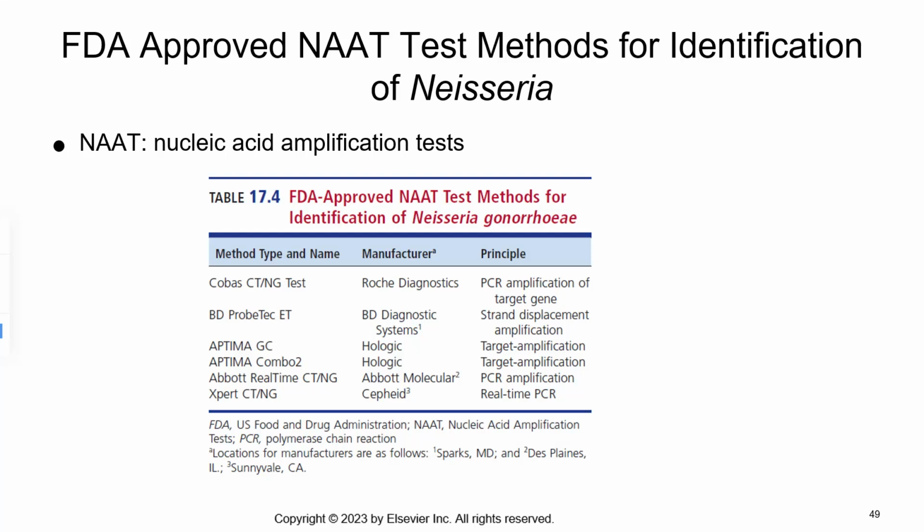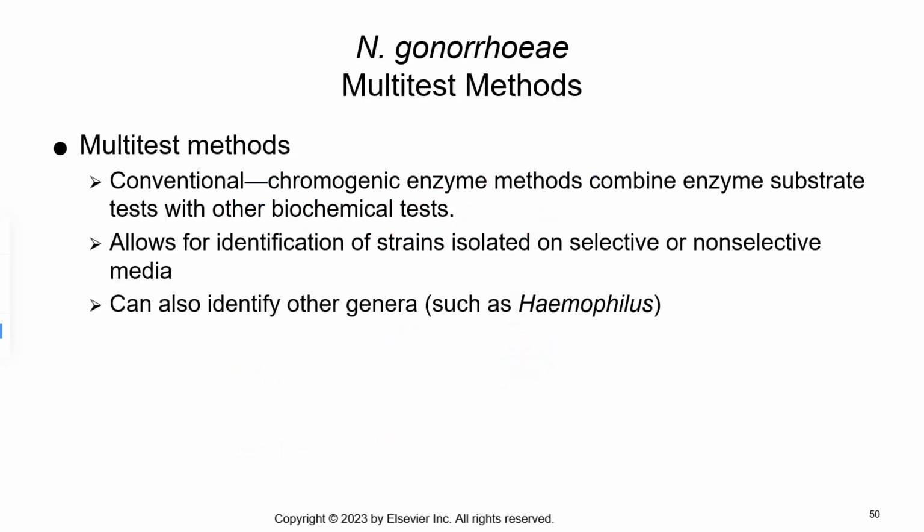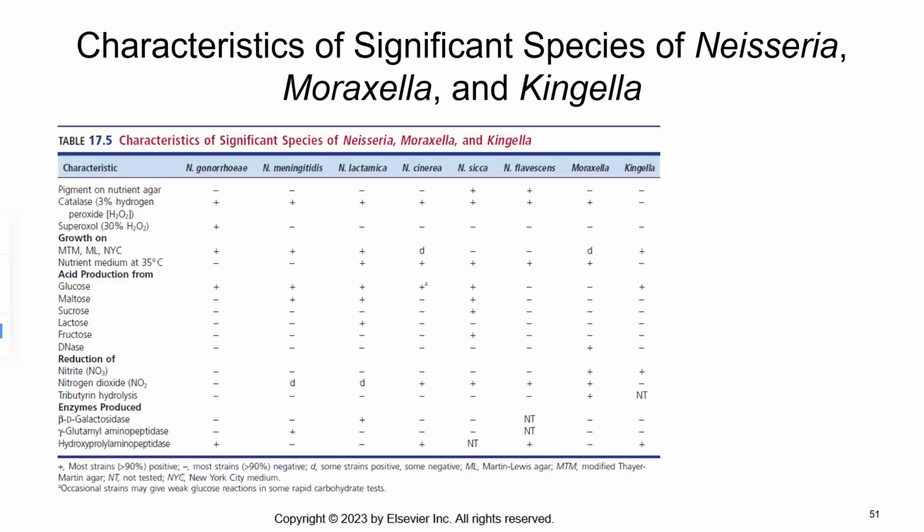NAT, or nucleic acid amplification tests. A lot of times we combine the test for gonorrhea and chlamydia into one test system. But this is an FDA-approved test method for the identification of Neisseria species. There are multi-test methods available too, like the MicroScan panels, where we have Neisseria and Haemophilus together on one panel. That's a good use of biochemical tests to distinguish. We also have the MALDI system, which can identify the different species.